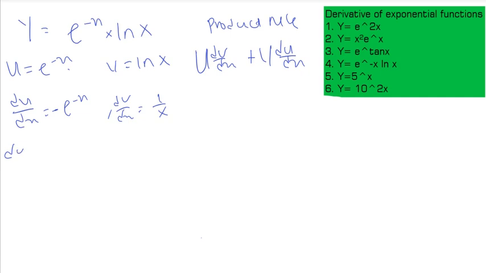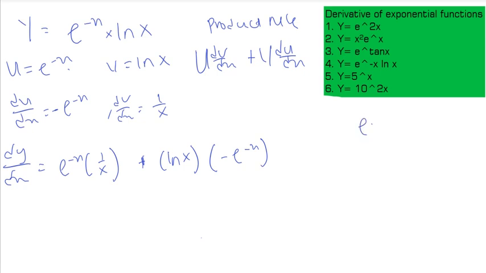So now let's find out dy/dx, which will be u, which is e to the power of minus x, multiplied by dv/dx, which is 1 over x. Yes, then we have plus our v, which is ln x, multiplied by du/dx, which is minus e to the power of minus x. Now, e to the power of minus x is equal to 1 over e to the power of x. Remember from the laws of indices, when a is to the power of minus 1, it is 1 over a. If it's raised to the power of minus 2, it is 1 over a squared. So the same thing applies for even Euler's number.